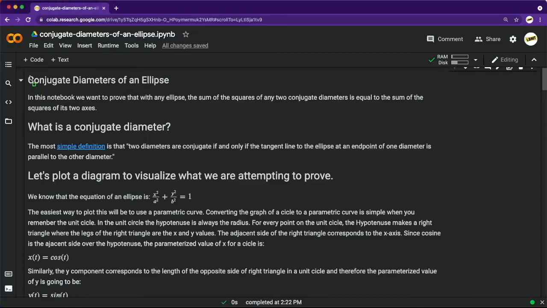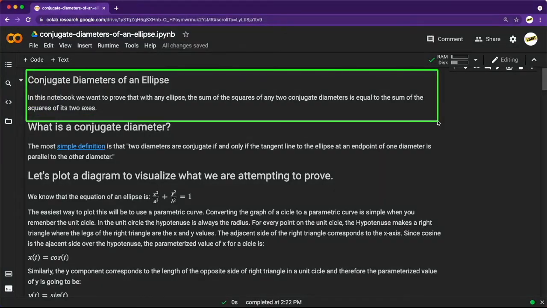Hello, today we're going to be talking about conjugate diameters of an ellipse. And our goal here is to prove that with any ellipse, the sum of the squares of any two conjugate diameters is equal to the sum of the squares of its two axes. So what does that mean?